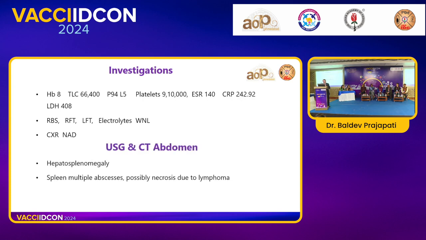USG and CT were also done, showing hepatosplenomegaly. The spleen revealed multiple splenic abscesses, possibly necrosis due to lymphoma. This was the comment from radiology. Now, anything new or a very specific comment from any officer, please? Because now we have this finding.